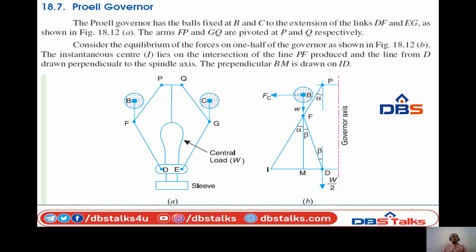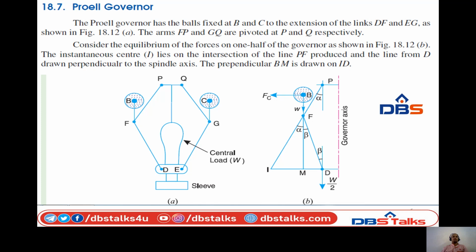So the Proell governor has the balls fixed at B and C on the extension of the link. Where is the extension of the link? Link is nothing but always below. Arm means above. So DE and EG, we can see in the diagram, so that the arms FP and, sorry, GQ are pivoted at the points P and Q respectively.